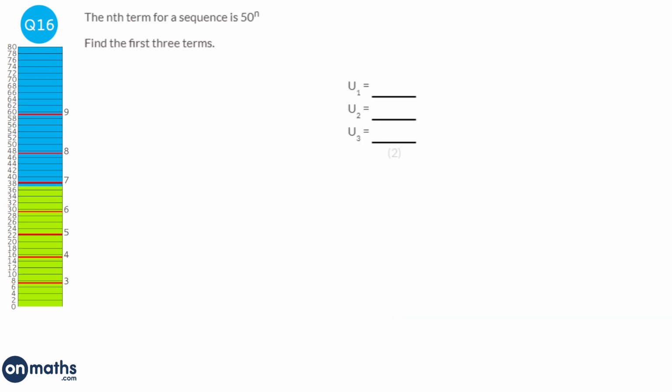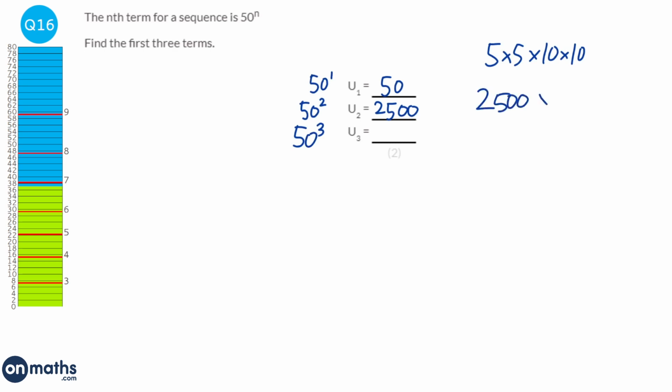So the first term will be 50 to the power of 1. Anything to the power of 1 is just itself, so that will just be 50. The next one will be 50 squared, so that's going to be 50 times 50, which would be 5 times 5 times 10 times 10, 25 times 100, which would be 2,500. And then the last one is 50 cubed, so that's going to be the 2,500 times 50 again. And so when you times that out, you get 125,000.